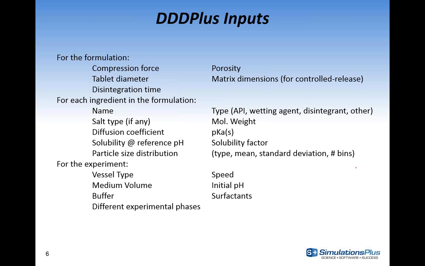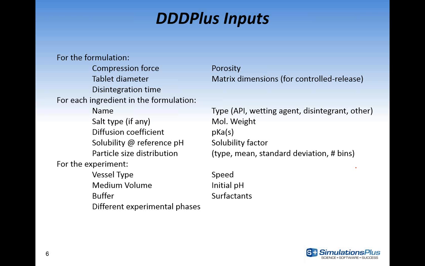The inputs that you would need to define a DDDPlus model: first, for the formulation, you would need to know something about the compression force of your tablet, the tablet dimensions or diameter. Maybe you have a measured in vitro disintegration time. You may have measurements on the tablet porosity. And for a controlled release formulation, you may have the matrix dimensions or the tablet size. And that will determine what the area of the dosage form is for release.